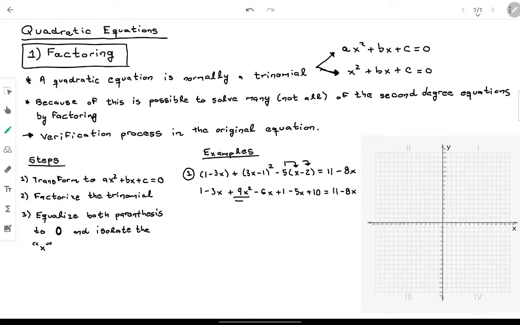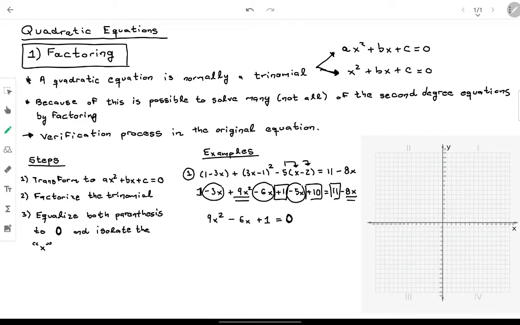So we will start with the x squared. It's going to be 9x squared. What about the x? It's minus 3, minus 6, it's minus 9, minus 5, it's minus 14. This minus 8 will become a plus 8, so it's minus 14 plus 8, it's minus 6x. Then the numbers: 1 and 10, it's 11, minus 11, it's 0, and the 1 that we have here, so it's plus 1 equals 0.